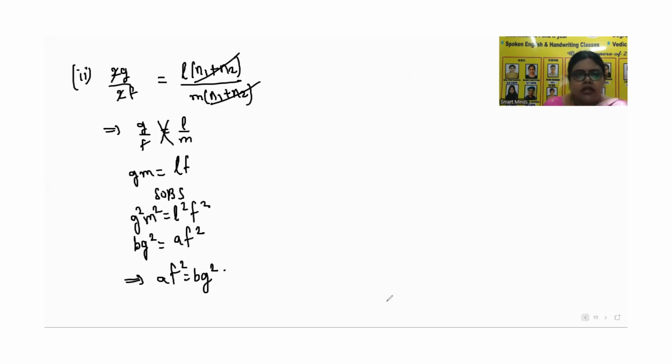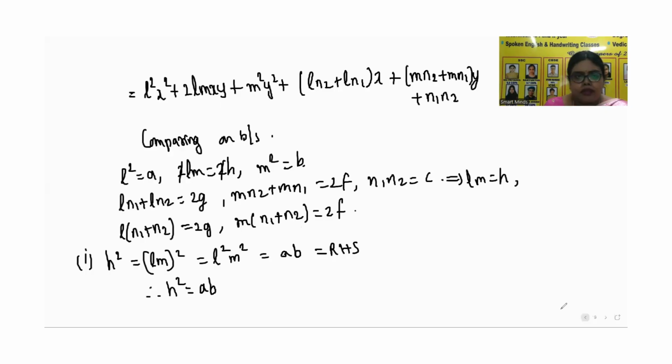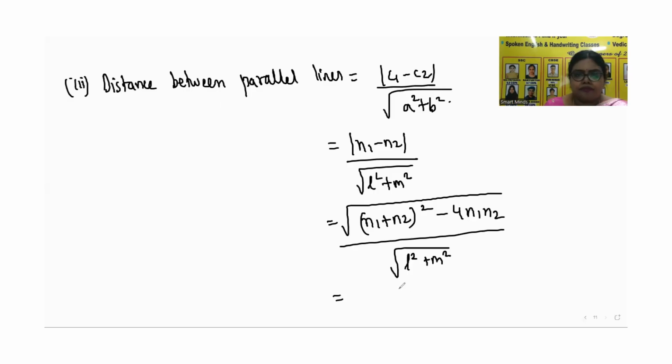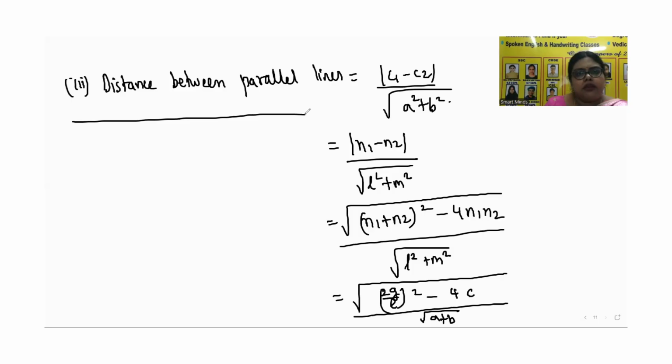Now if you see the last page, over here you see you have L into n1 plus n2 is equal to 2g. So I can write n1 plus n2 as 2g by L, right? Yes, ma'am. So we can write this as 2g by L whole square minus 4 n1 n2 is c by root over a plus b. The remaining part I am continuing here.